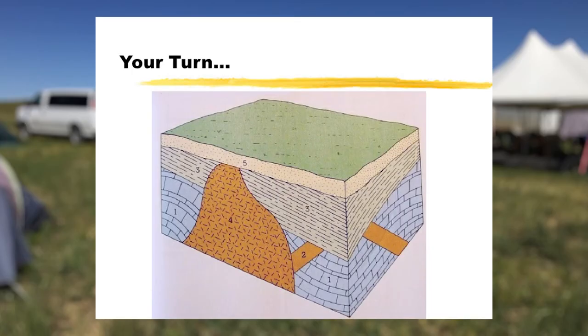All right, now it's your turn. Look at this diagram for a little bit and give me the order in which things happen, including the processes, not just the layers, but the processes. For example, number one, you might think that's the first thing deposited, but what must have happened before anything else? Or what happened before three came in? It had to be folded, so it was tectonically altered before the next layer came on top. Okay, so now give me a description of what happened in this scenario.